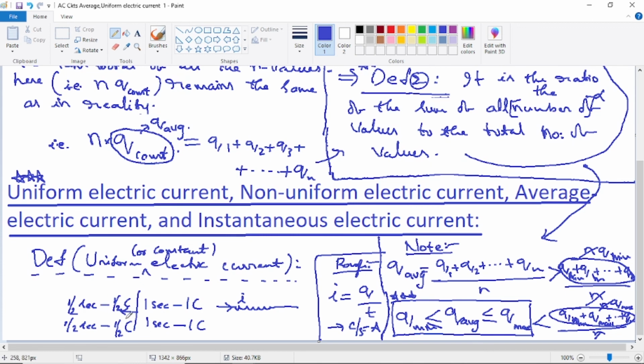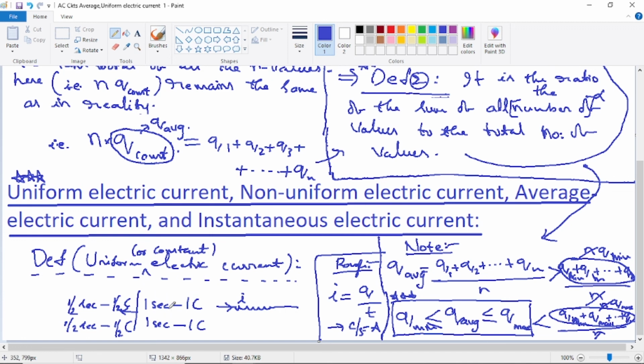Now the simple meaning is very simple. In equal time intervals, equal amounts of charge should be flowing, not just for a particular time interval like 1 second or half second. However small the time intervals may be, in equal time intervals, equal amounts of charge should be flowing. Then it is called a uniform or constant electric current. This is the simple meaning of uniform or constant electric current.